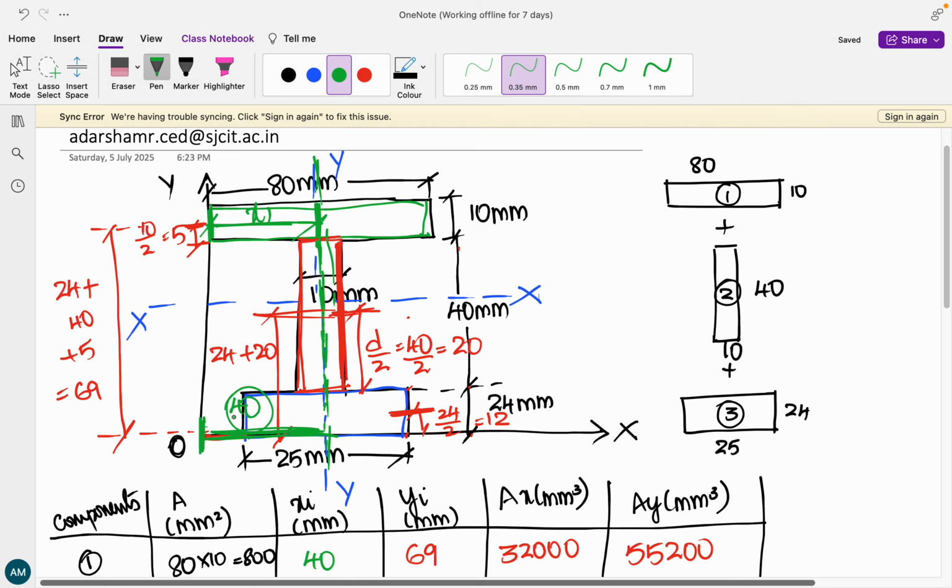Whenever you have a symmetrical figure, if a given axis is going to cut it into two symmetrical, equal halves, then directly you can write the centroid along whichever axis it is going to cut. So here in my case, the y axis is the symmetrical axis, and this is going to break the given figure into two equal halves. So along the x axis, if I traverse, my x bar is going to be 40 mm.